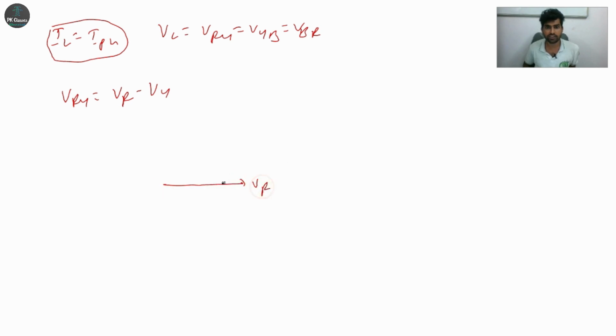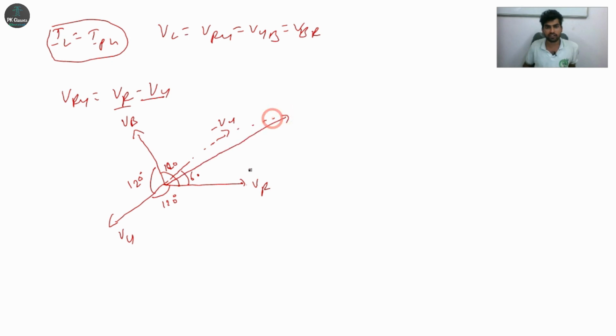So this is VR, the induced EMF in the R conductor. This is the Y conductor, and this is the B conductor. We want VR, and then minus VY. So definitely this is minus VY, right? And the phase angle is 120 degrees apart from each other, so this is 60 degrees. If you want VRY, take the resultant over here, and you get VRY, right?